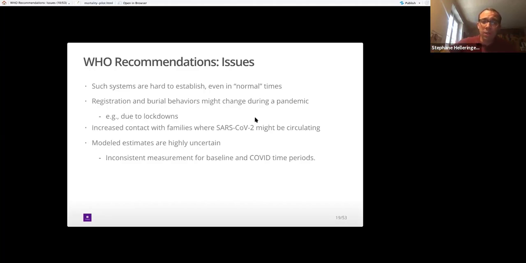And finally, the model estimates that the WHO recommends as baseline are highly uncertain, and they would be measured in a different way than the data that would be collected during the pandemic. So there might be inconsistencies here that might generate spurious trends in mortality and spurious measurements of the excess mortality generated by the pandemic.